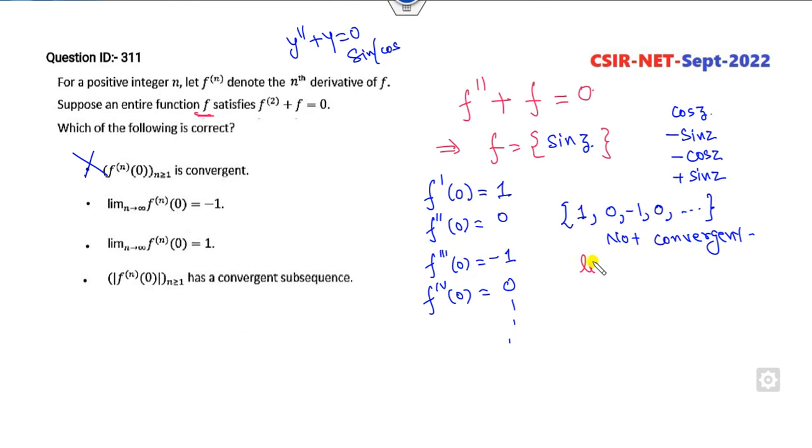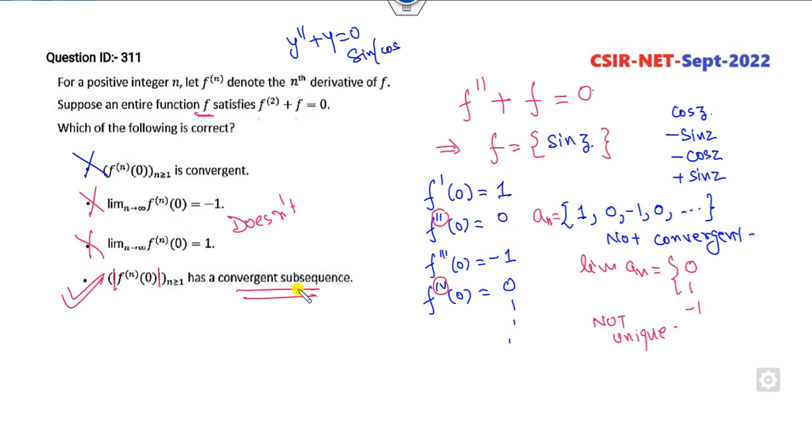What is the limit of this? If I call this a_n, what is the limit of a_n? Depending on n, if it is even, then 0; otherwise it is 1 or minus 1. It means the limit is not unique. Once the limit is not unique, the limit does not exist. They are not talking about the limit point; they are talking about the limit. And the only one left is this one. You can see this is the absolute value. The absolute value of this is 0 or 1. It has a convergent subsequence.